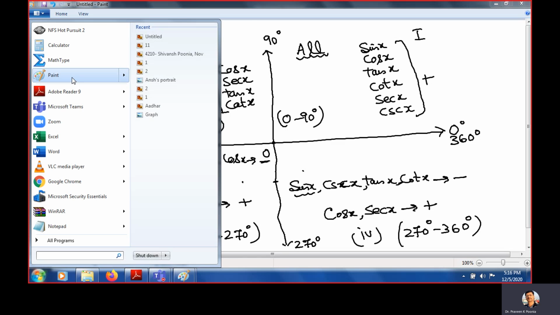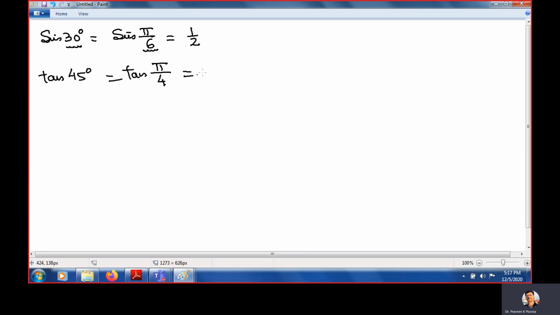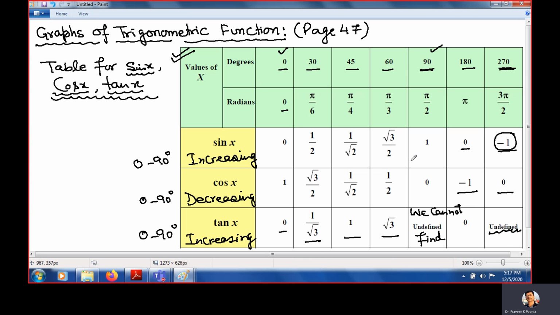Clear? What type of questions you might have, we will learn in the coming chapters. If somebody asks you what is the value of sine 30 degrees, or sine pi by 6, both are the same, because one is the angle in degrees and the other is in radians. So what is the value? You need to learn it: it is 1 upon 2. What is the value of tan 45 degrees? Tan pi by 4, and the value is 1. So you need to learn these values from the table.